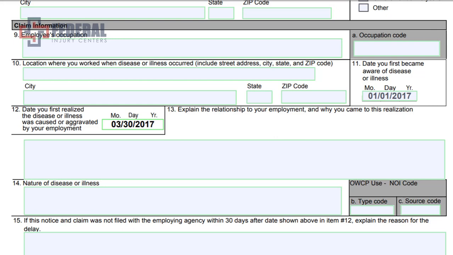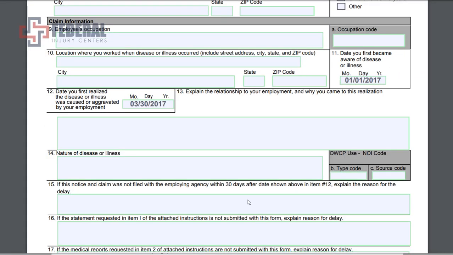In this example, you first became aware that you had a problem on January 1st, and then you realized it was connected to your employment on March 30th, roughly 3 months later. It is not a likely scenario that the date that you became aware of the illness and the date you realized it was connected to your employment are the same dates. Sometimes this does happen, but in most cases, there's several months, even a couple years before someone realizes the injury that they have was caused by their work.